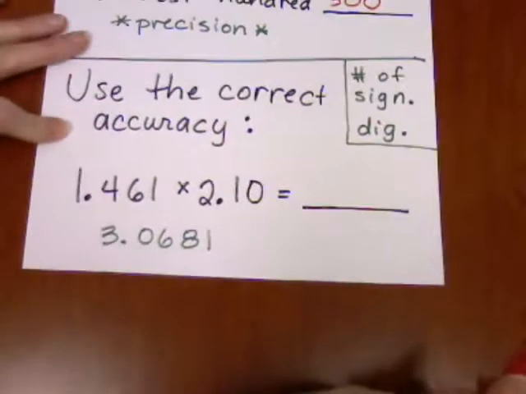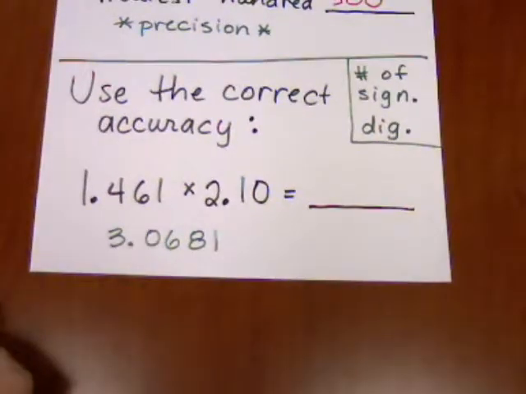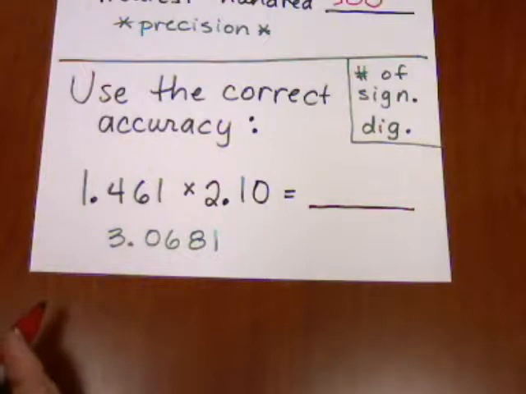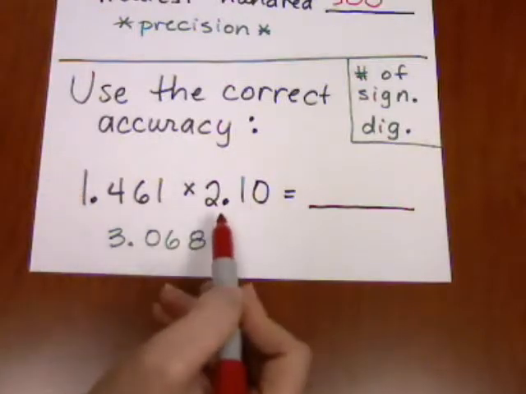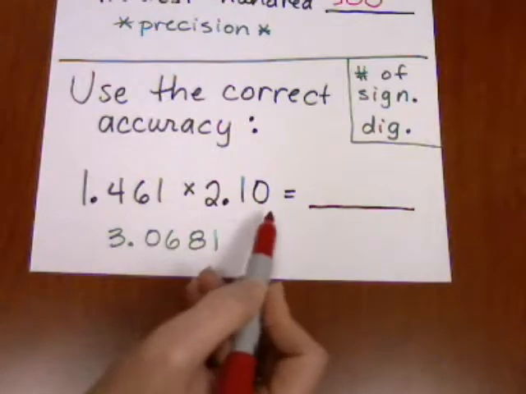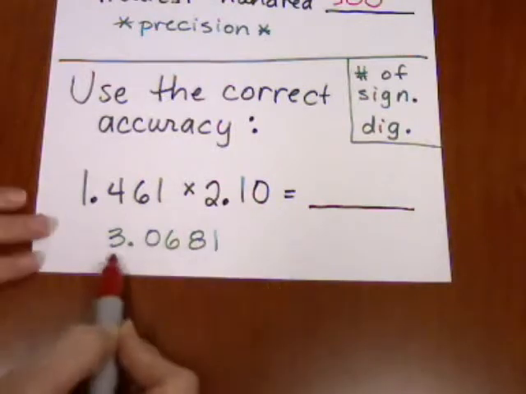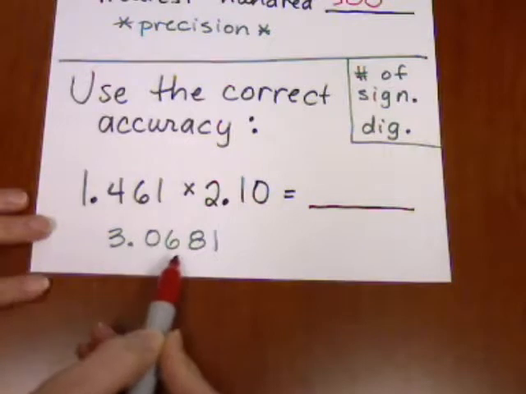The last thing we want to do is to use the correct accuracy when we multiply. If I was multiplying these two numbers, the calculator would tell me 3.0681. And when you're multiplying and paying attention to significant digits, it is only fair to write your answer to the number of significant digits of the number that has the smallest amount of significant digits. The first number has 4 significant digits, 1, 4, 6, and 1. The second number only has 3 significant digits, so this is my least accurate number, so I need to take this number and round it to 3 significant digits.